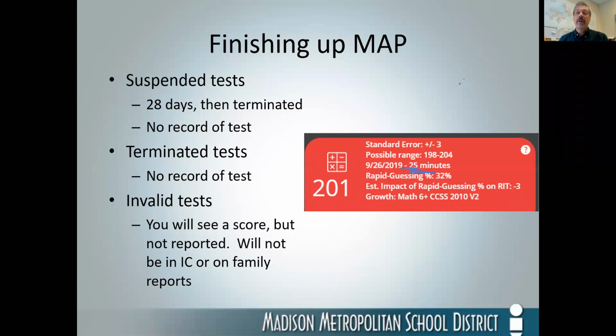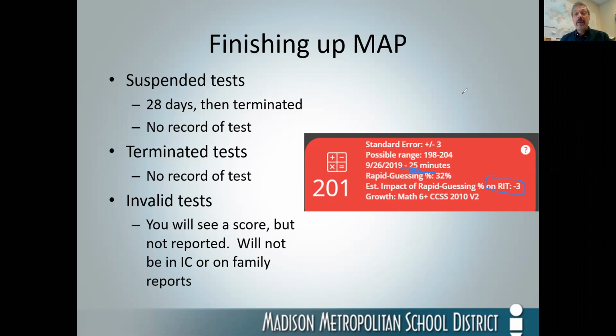Oftentimes we think of someone rapid guessing as being done in 6, 7, 8, 9 minutes. However, this student took 25. What does that mean? It means that they guessed very quickly on about a third of the test, stopped and waited, and waited, and waited, and then continued on testing. The effect on their score in this particular student's case is a 3. Their score dropped by 3 RIT points.